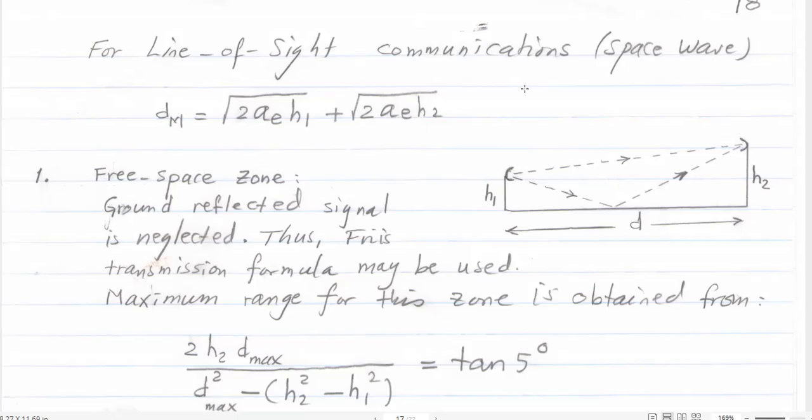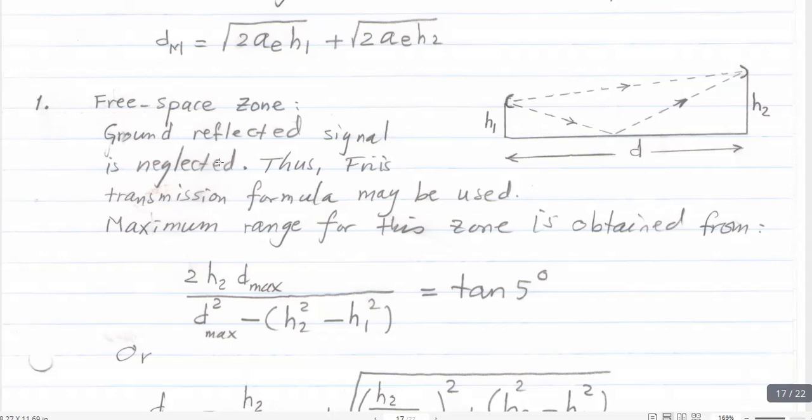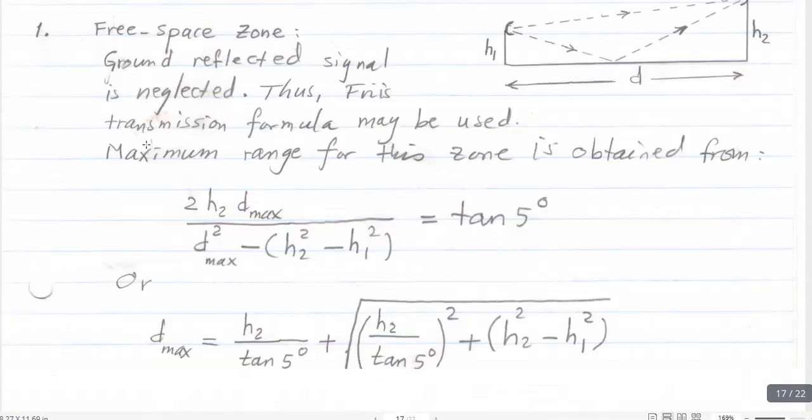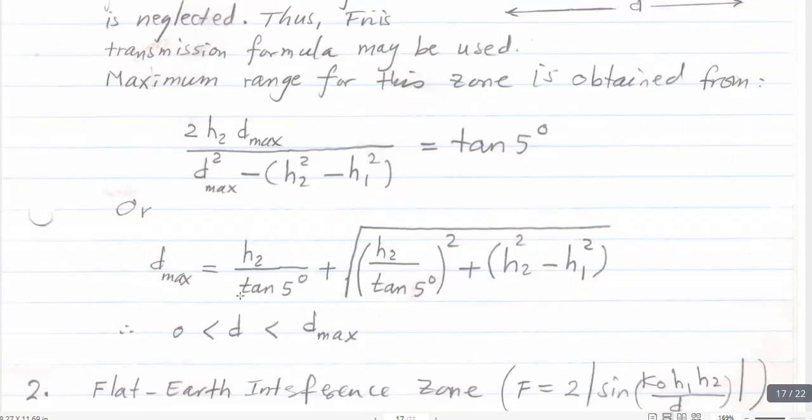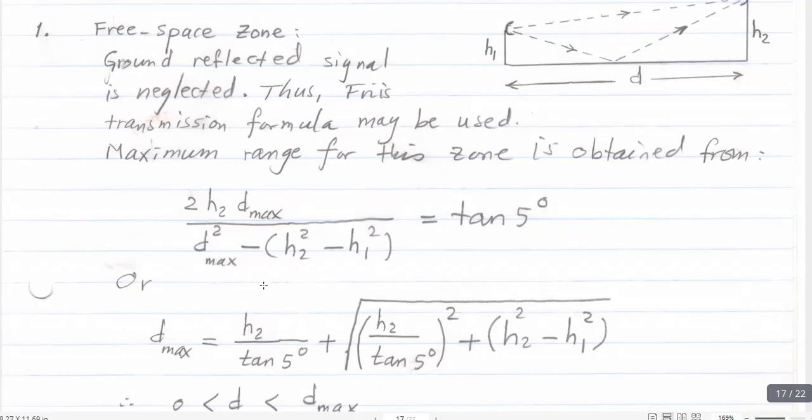For line of sight communications, space wave, dm, as we mentioned in the earlier page, is square root of twice AEH1 plus square root of twice AEH2. Now we have these ranges. For a free space zone, the distance should be given by this equation.